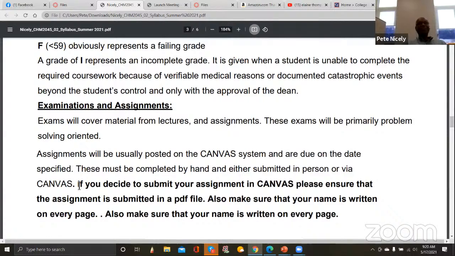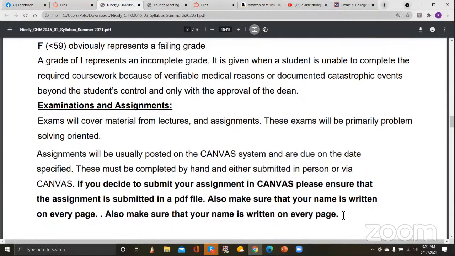As stated earlier, and I'm stressing this again, if you decide to submit your assignment in Canvas, please ensure that the assignment is submitted as a PDF file. Also, and this is very important, make sure that your name is written on every page. Anyway, so that's very important. Make sure that your assignment, test, whatever you're submitting to me, is submitted in a PDF format, and make sure that your name is written on every page.